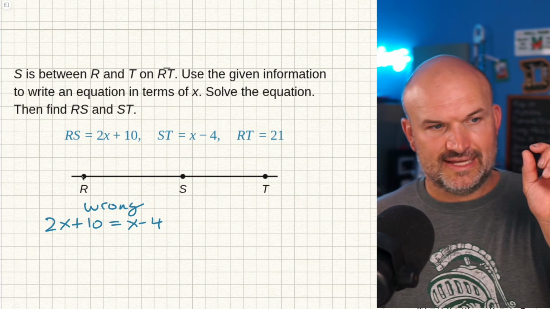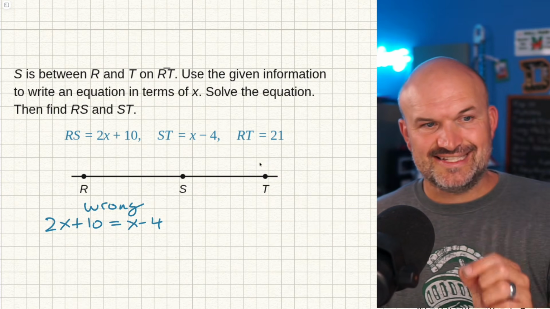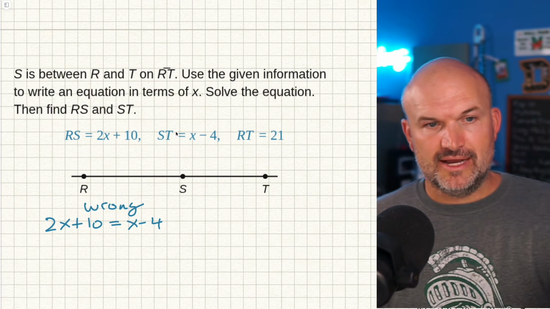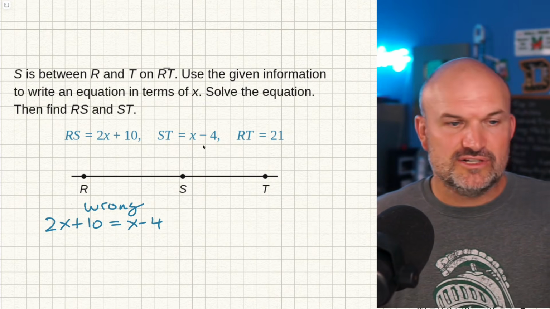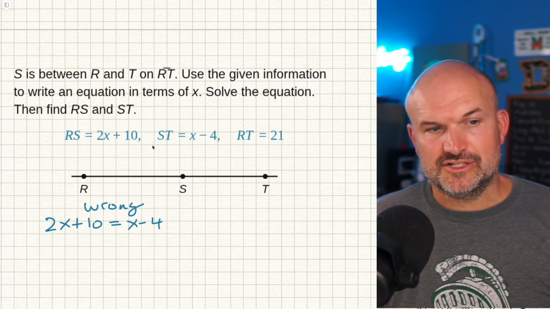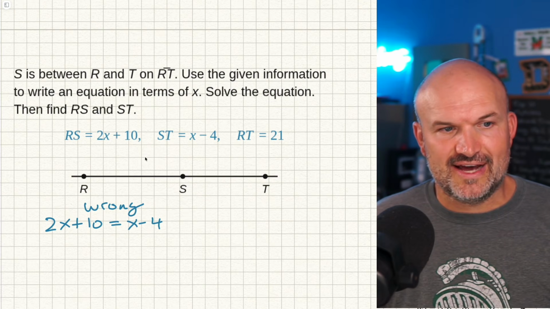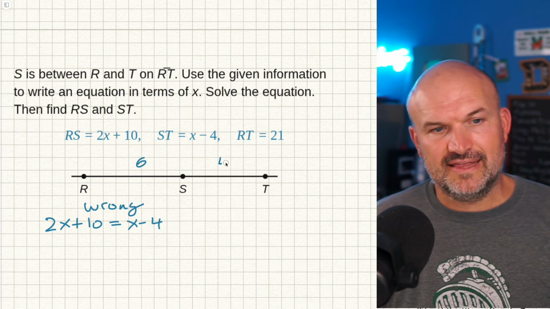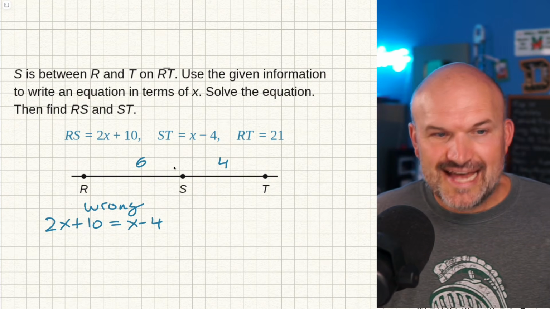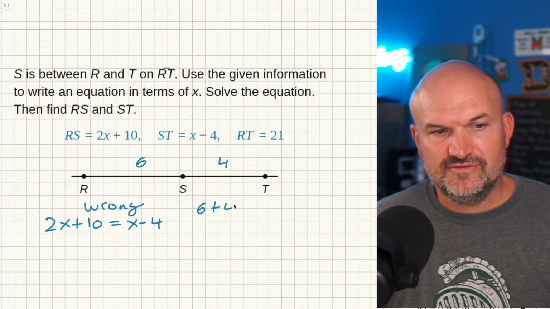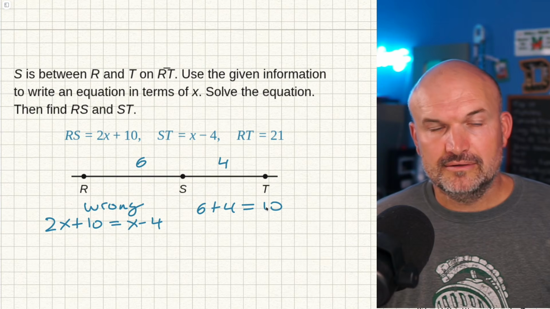Now, here's the important thing. They give us RS. They give us ST. They're different expressions, right? But then they also say that RT is equal to 21. So this is going to be using what we call the segment addition postulate. It just makes sense: if I said this was 6 and this was 4, and I ask what's the length from R to T, we'd say that's 10, right? Because 6 plus 4 is equal to 10.